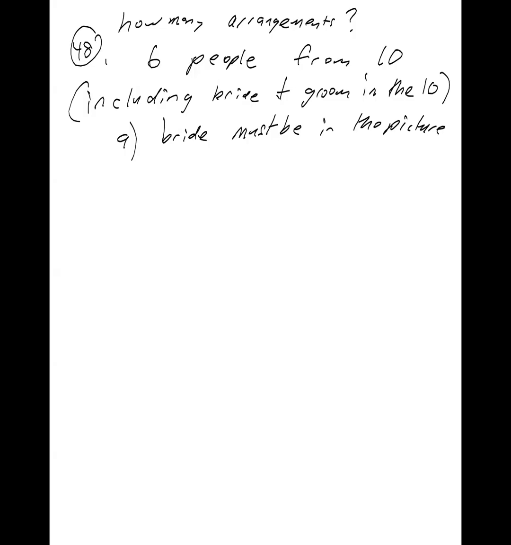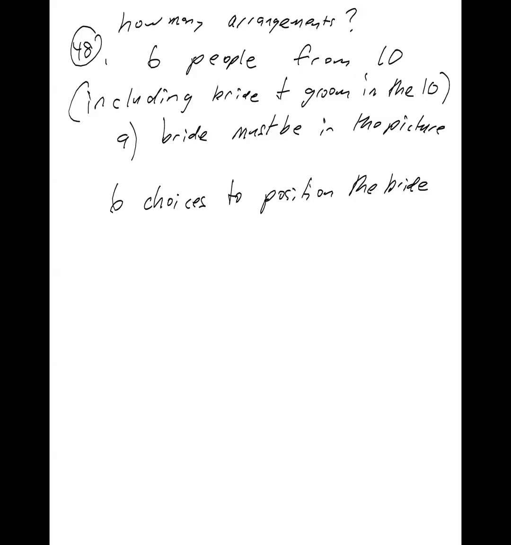So how many choices do you have to put the bride in the picture? If you have 6 spots to choose from, like left, right, second to left, second to right, the left side of the middle or the right side of the middle. 6, right? So you have 6 choices to position the bride. And then you have 9 more people to choose from, right? 9 more people to choose from.